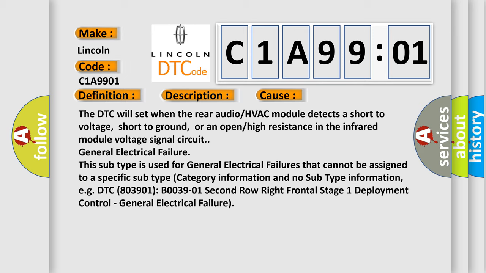General electrical failure. This subtype is used for general electrical failures that cannot be assigned to a specific subtype category, with no subtype information, e.g. DTC 803901B0039-01 second row right frontal stage 1 deployment control, general electrical failure.